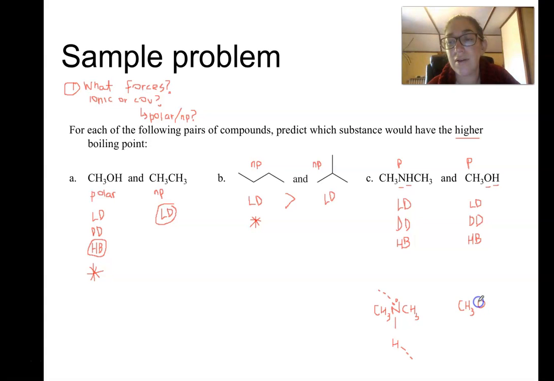This one, CH3, O, H. All right, so this OH can engage in hydrogen bonding. The oxygen technically has 2 lone pairs, so it can have 2 hydrogen bonds.